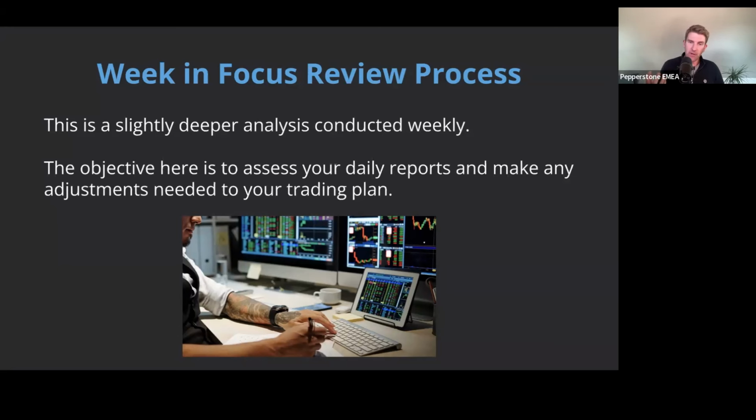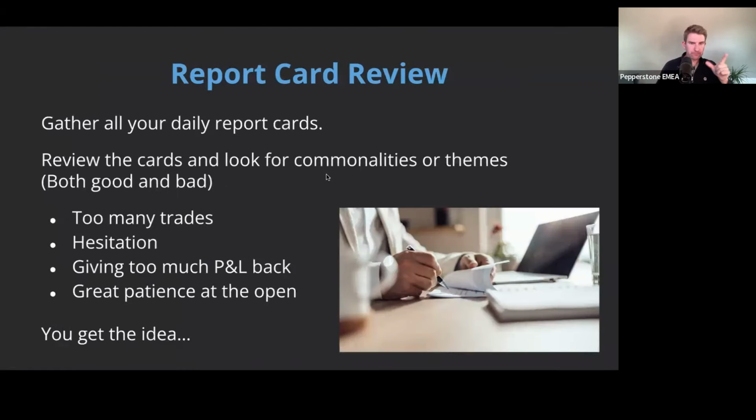So the weekly review process is slightly deeper. Conduct it after market close on Friday, or over the weekend. Sunday evening is a great time. Many traders sit down Sunday evening preparing for the trading week. Your objective here is to gather all those daily reports and then make any adjustments needed to your trading plan. Okay, so how do we do that? So gather all those daily report cards.